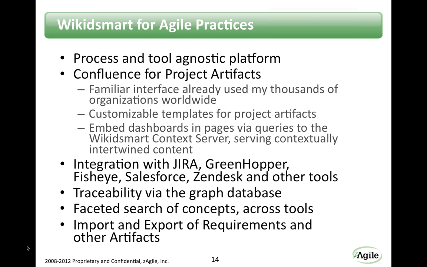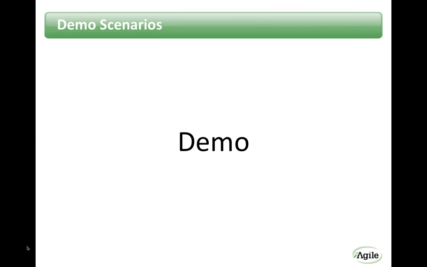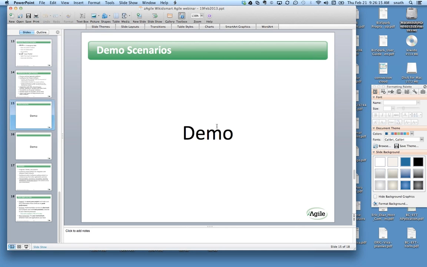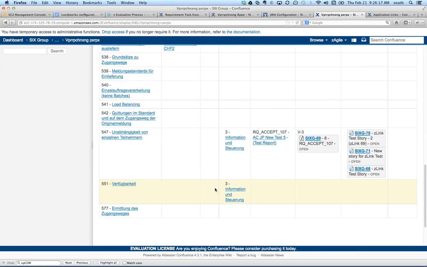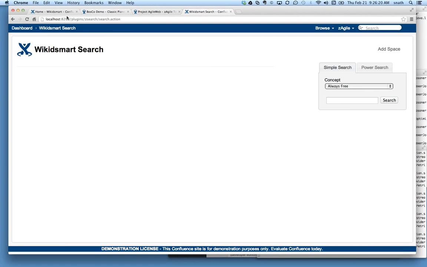Then we'll also show you some examples of traceability, search, and of course, the fact that you can import and export requirements and other artifacts. So if you happen to have a whole lot of test cases, requirements, use cases in Excel or other tools, then you can import them into Confluence and then start to link them across your lifecycle. So now let's get to the demo, and we'll talk about some of the core capabilities of Wikidsmart through that.